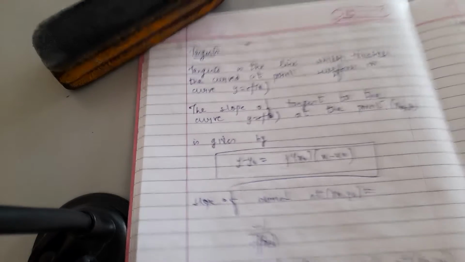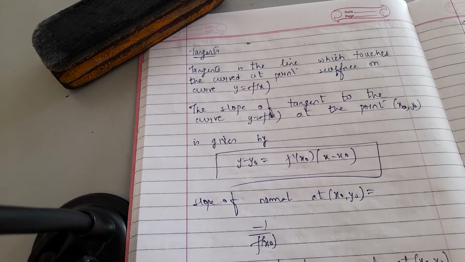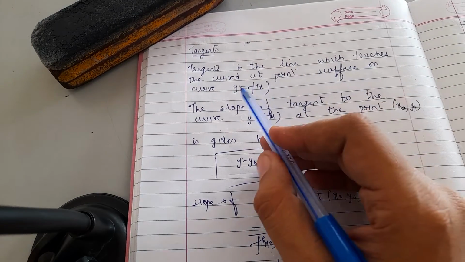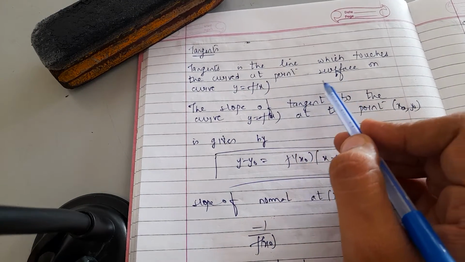Good morning, students. In this session we are going to start tangent: how to find the slope of tangent, equation of tangent, equation of normal and slope of normal. So first is tangent. What is tangent? It is a line which touches the curve at a point on the surface of the curve.